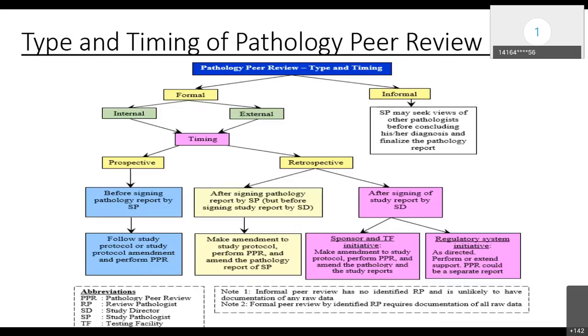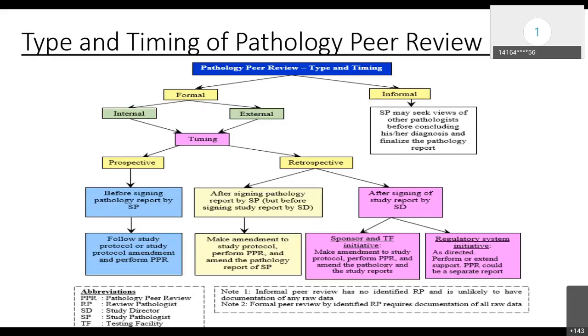the pathology peer review is done after the study pathologist has signed the anatomic pathology report, but the study director has not yet signed the report. In that case, retrospective peer review is to be done. Where needed, the amendment can be made to the study protocol, and the peer review performed and the pathology report of the study pathologist amended.